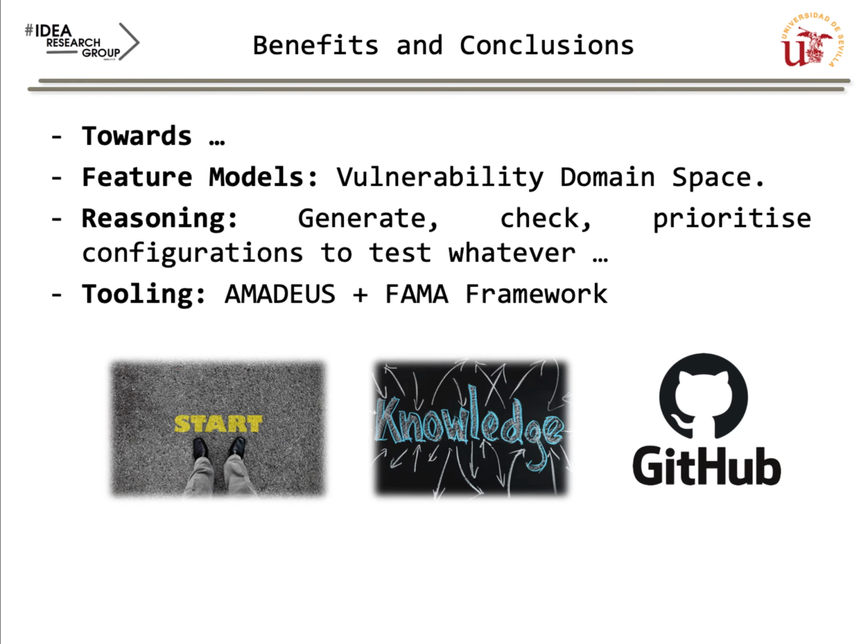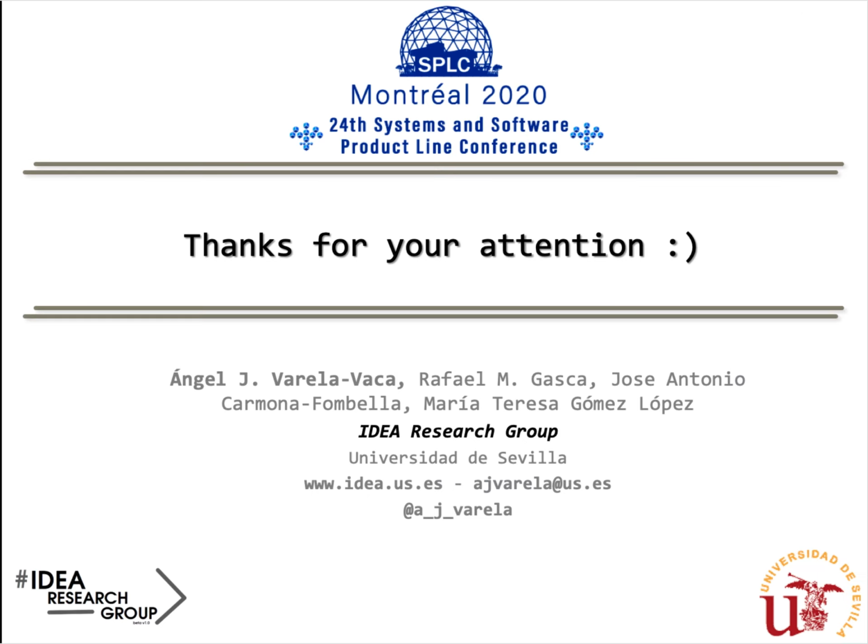To help the community use our approach, we provide the AMADEUS tool to the community in a GitHub repository. Even the models produced in the case study are given in the repository. Anybody can test it, even integrate the tool in other tools, and discover how to generate thousands of feature models in seconds. This is all.